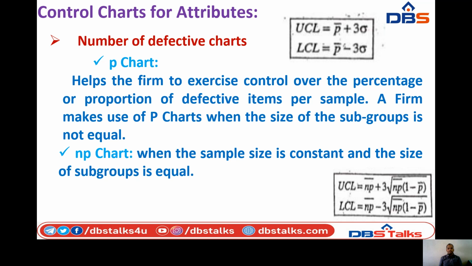Then the next topic is the NP chart. The NP chart is another type of attribute control chart, and it is applied when the sample size is constant and the subgroup size is equal. So when the subgroup size is not equal, we go for the P chart. When the subgroup size is equal or constant, we go for the NP chart. This is the only difference, but both come under attribute charts.